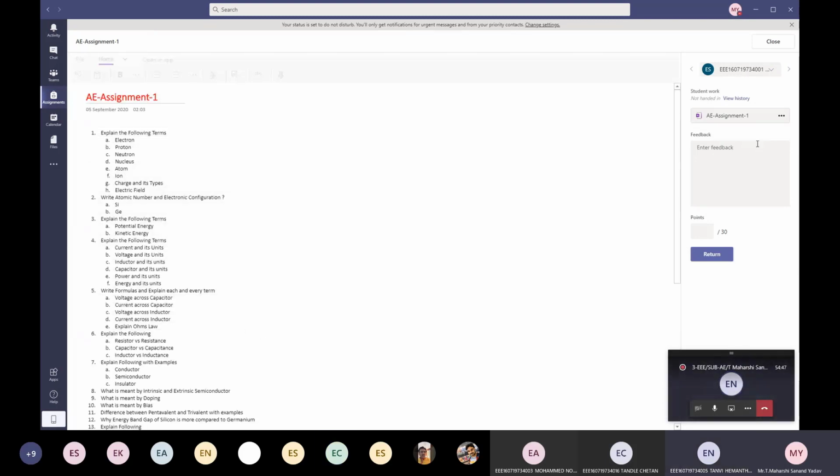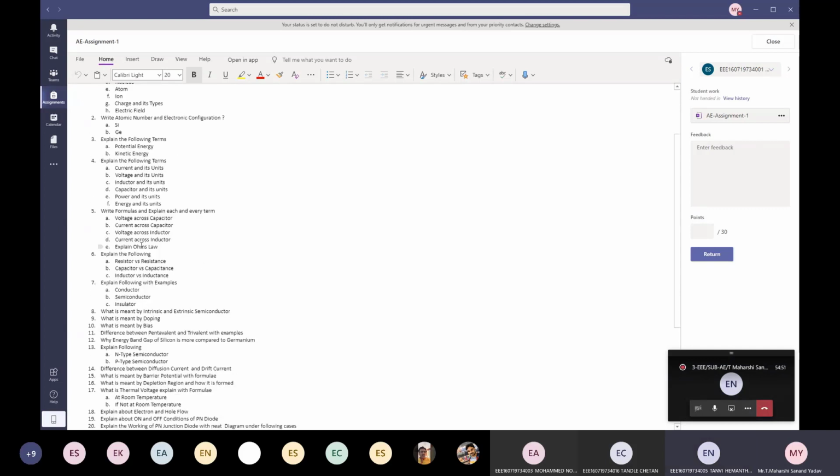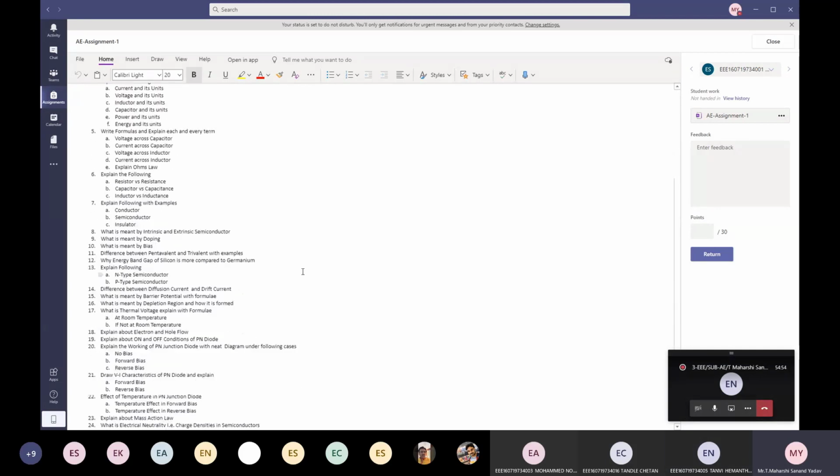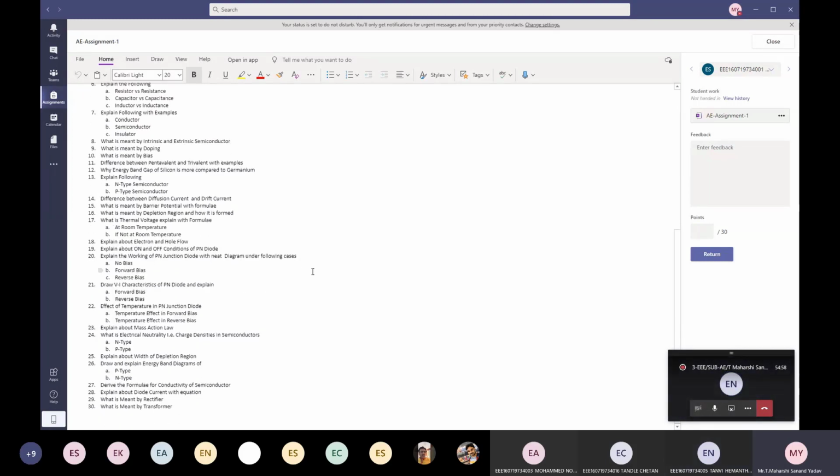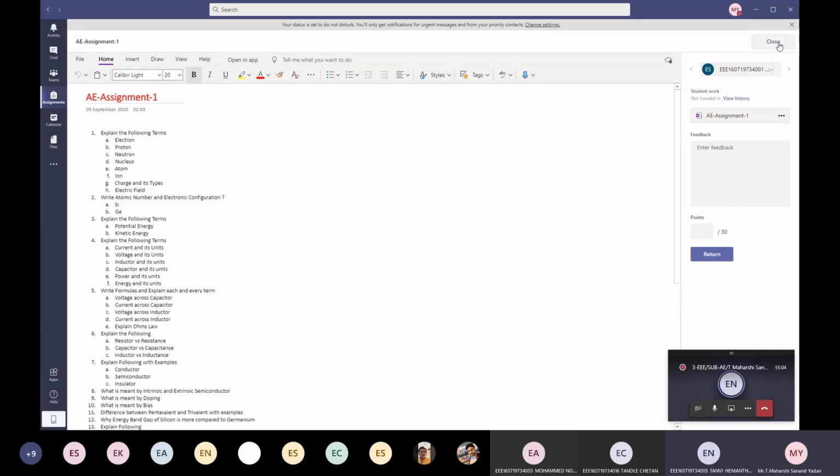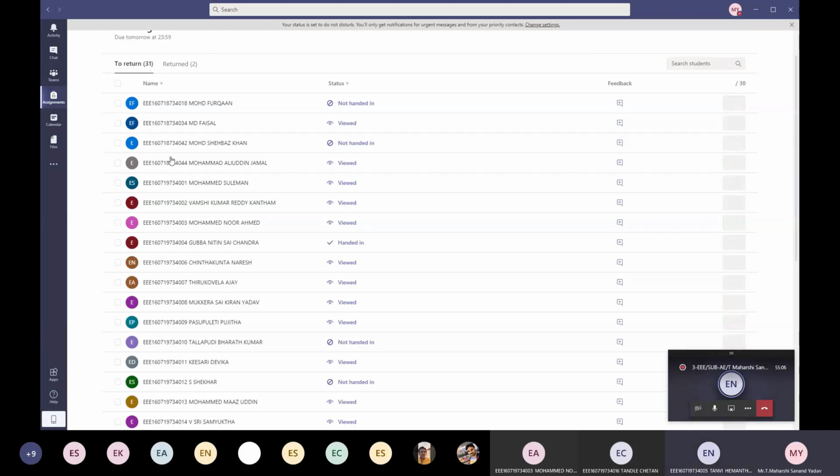12th is the last date, so better try to submit. Actually, this work is very easy, guys, because everything is available on the internet itself. But you need to go through it, study it, and copy paste. That's it. If you are okay with the answers, you can type also. So better do it because only one day is left. Okay.